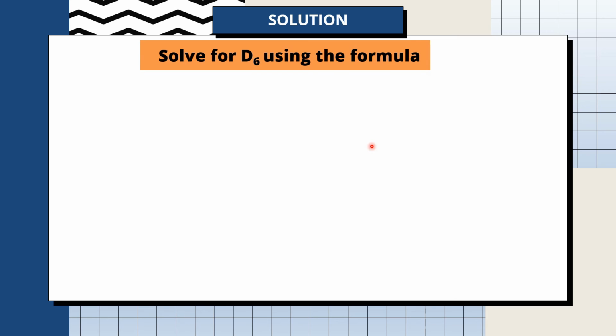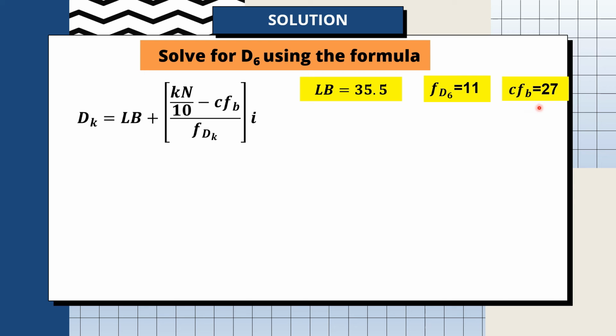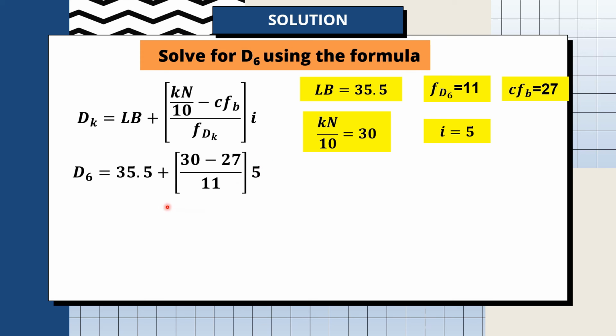Since complete na yung ating data, let's solve now for D sub 6 using the formula for decile. So, using the given, which is LB na 35.5, f sub D6 which is 11, CFB which is 27, yung kn over 10 natin, which is 30, tapos yung class size natin, which is 5. So, substitute na tayo dito sa ating formula.